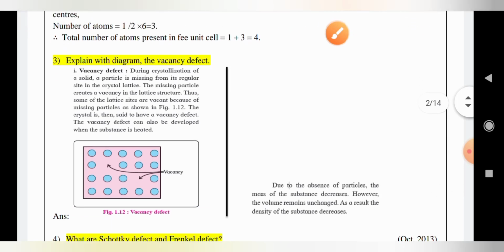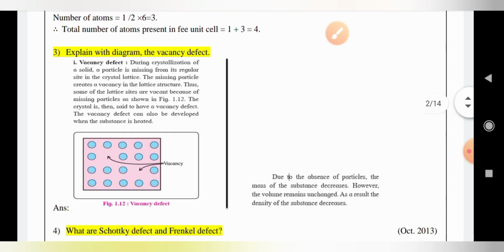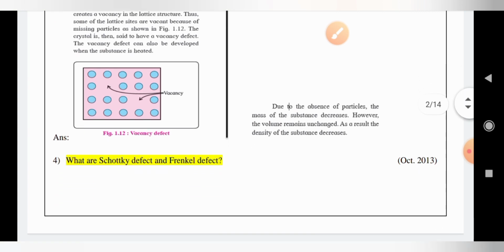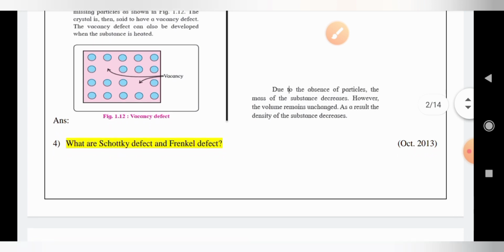Next, vacancy defect. Here, atoms are absent from their original positions. This defect decreases the density of the substance. During the crystallization of a solid, a particle is missing from a regular site of the crystal, which is called a vacancy defect, also called a missing defect. An atom is missing from its original position, and this vacancy decreases the density of the substance.